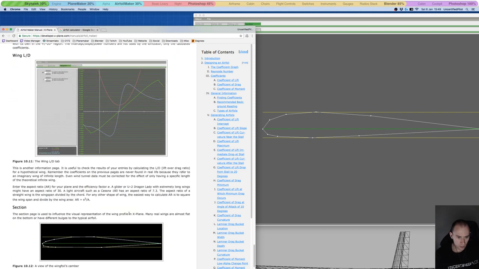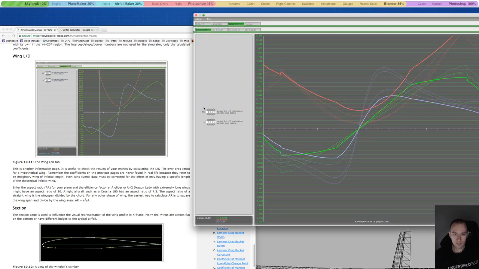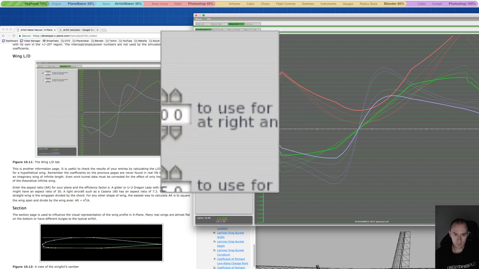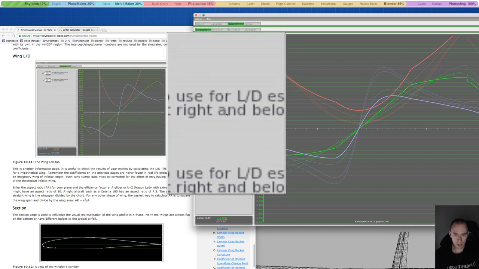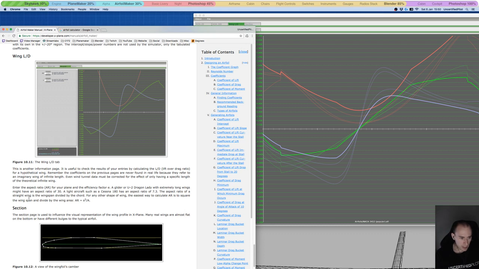So, where were we? Remember, the coefficients of the previous pages are never found in real life because they refer to an imaginary wing of infinite length. Even wind tunnel data must be corrected for the effect of only having a specific length of the theoretical infinite wing. Okay. Enter the aspect ratio, AR, to use for LD estimation at right and below. We don't have a hover, okay? Enter the aspect ratio for your plane and the efficiency factor, that's E, beneath.